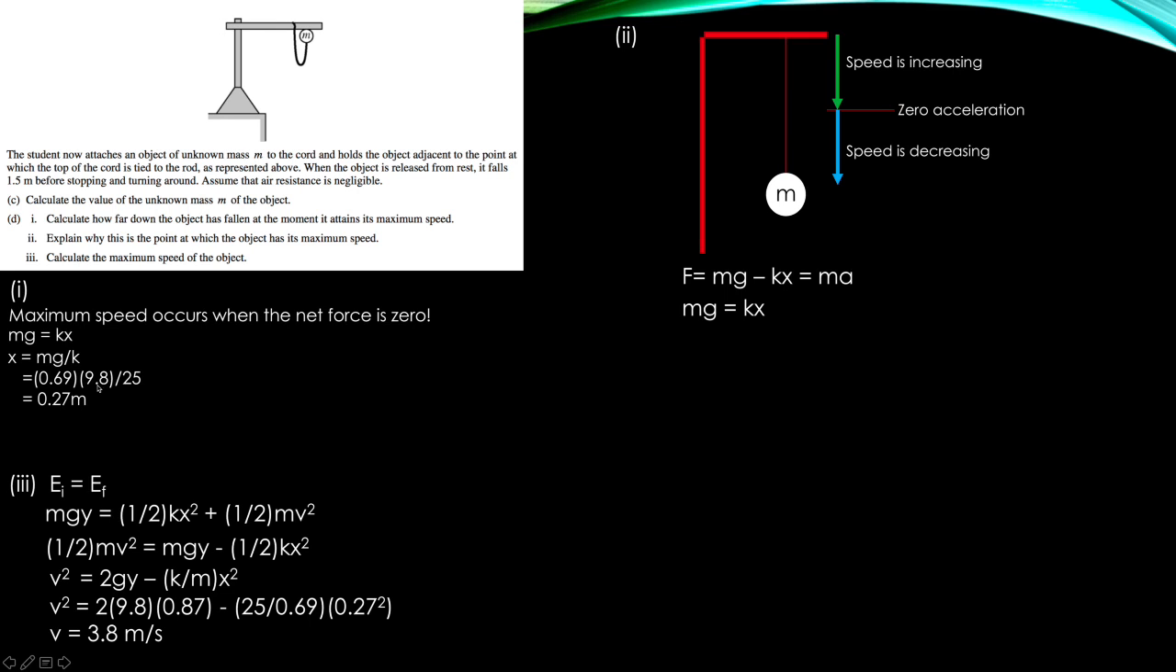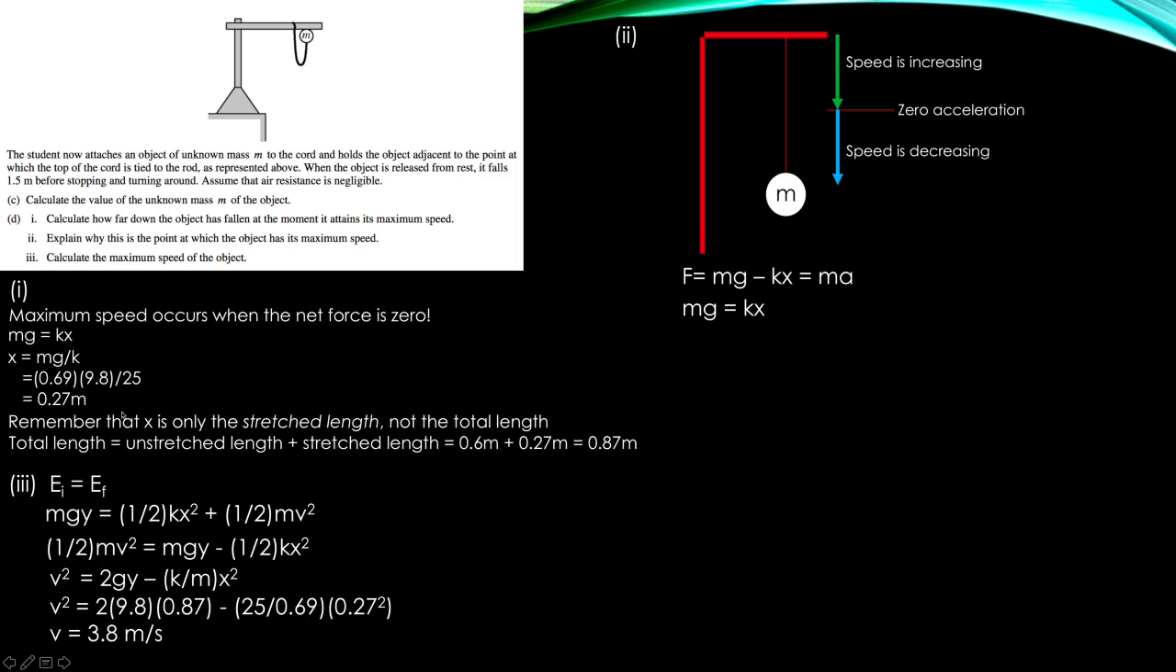But we have to be careful here, because 0.27 meters is only the length that the cord has stretched. We're worried about the total length of the cord. And the unstretched length we had seen earlier was 0.6 meters. So the total length is equal to the unstretched length plus the stretched length, which we found there, and that's equal to 0.6 meters plus 0.27 meters for a final value of 0.87 meters. So remember, that's the total length of this cord.